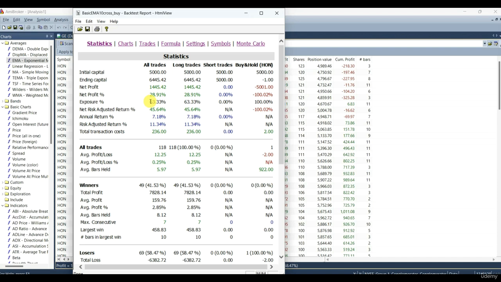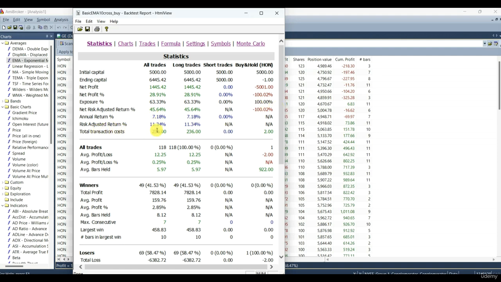Exposure represents the percent of time when the capital was invested. Because our system sometimes is away from the market, there are days when the system doesn't hold any position. It doesn't invest the capital 100%. So it utilizes the capital only up to 63%, because the rest of the time the system is not trading. Annual return is the average return per year.